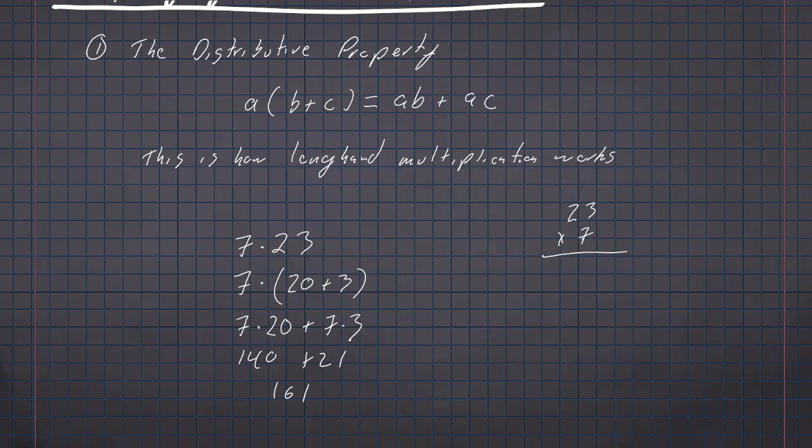In longhand multiplication, we take 7 times 3, we get 21, we write the 1, we carry the 2. We get 7 times 2, which is 14, and add 2. The 14 and 2 gives us 16. So that's the process. We never write it out in longhand like this, but it absolutely works.